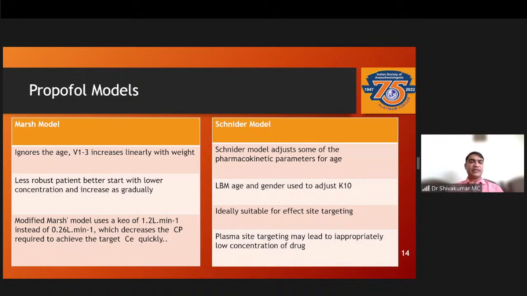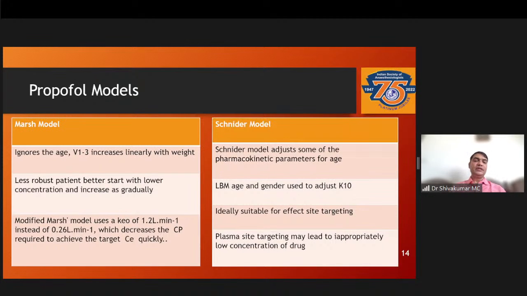So the Marsh model is less robust. In patients, it is better to start with a lower concentration, because normally in a 70 kg person, when you set a target of 4 microgram, the V1 compartment size will be approximately 15.9 liters. So it will deliver a higher concentration of drug when you use the Marsh model with plasma targeting.